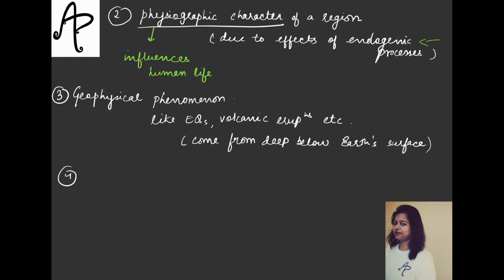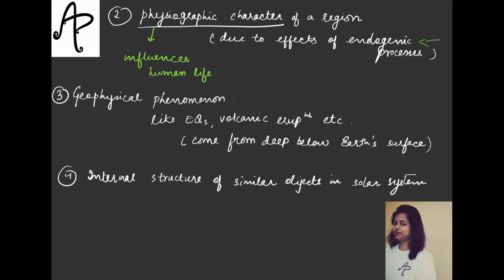Next is about the internal structure of similar objects in the solar system. Like if we talk about, because when we have seen the origin of the universe or the planets etc, we know that in the solar system there are many such objects whose formation has happened, or that have been formed, from just a single nebular cloud, right?